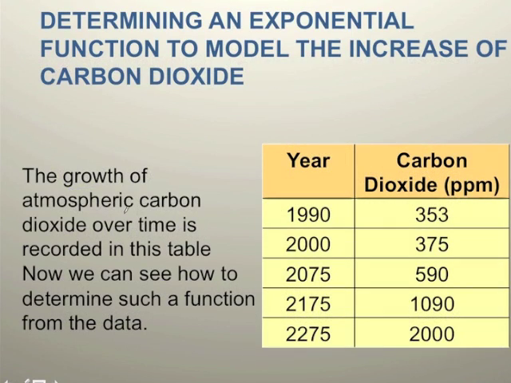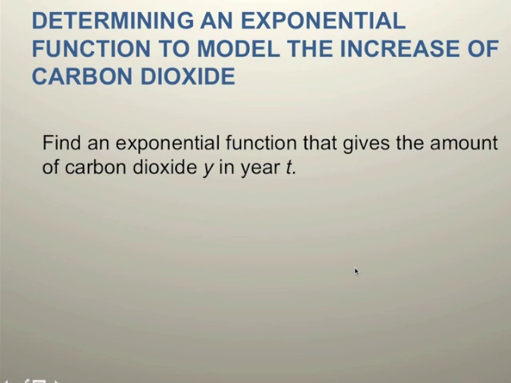The growth of atmospheric carbon dioxide over time is recorded in this table. Now we can see how to determine such a function from the data. So we're going to make an equation of the form y equals y sub 0 e to the kt from this data. Find an exponential function that describes this amount from the data.